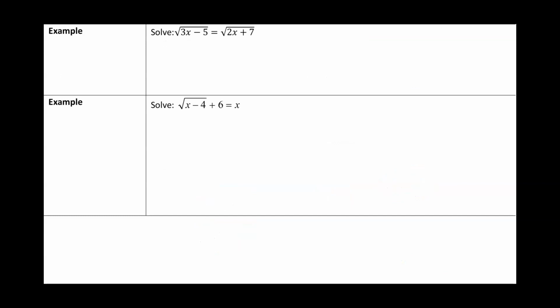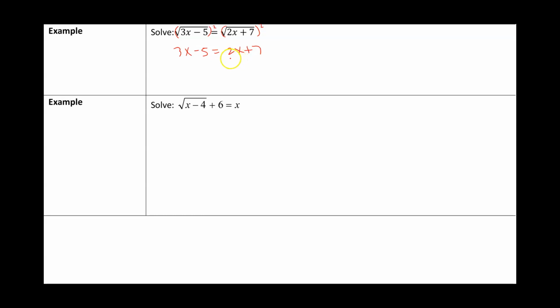We have the square root of 3x minus 5 equals the square root of 2x plus 7. In this case, both sides have a square root, but the steps don't change. Step 1, isolate the square root. So these are both isolated. Step 2, we need to raise both sides to the second power. The inverse of a square root is a square, so to undo the square root, we need to square both sides. And so this gives you 3x minus 5 on the left and 2x plus 7 on the right. Both of the square roots are gone.